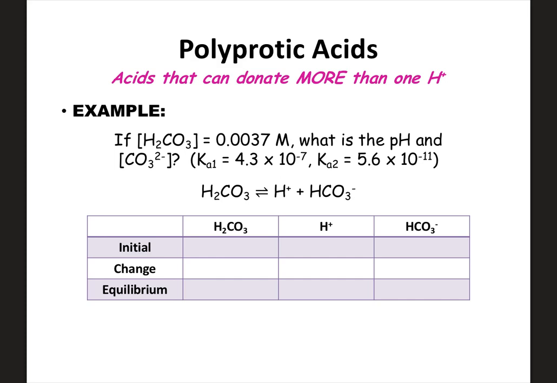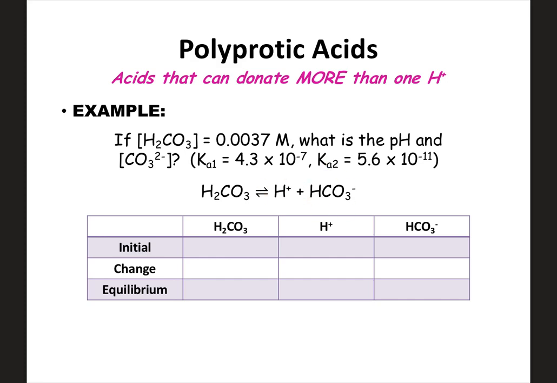For this one, it says if the concentration of H2CO3 is 0.0037 molar, what is the pH and concentration of CO3 2 minus? All right, so it's kind of two separate problems here, and they're giving us Ka1 and Ka2 because this is a diprotic acid. So the first thing we're going to do is write the first dissociation. Essentially, we have this carbonic acid here. It's going to lose its first hydrogen, forming H plus and HCO3 minus.